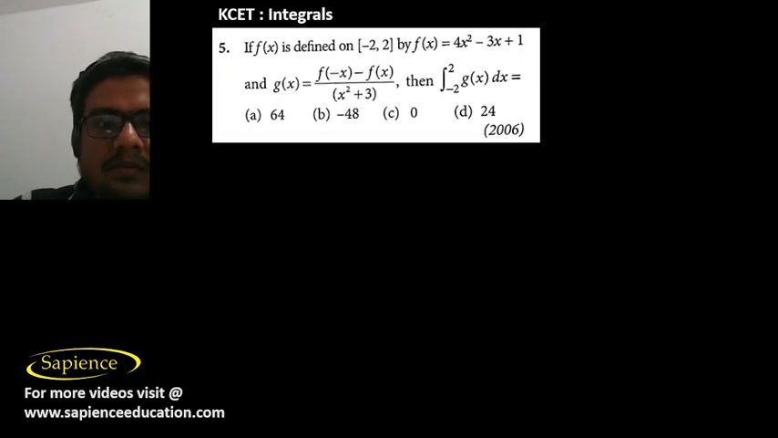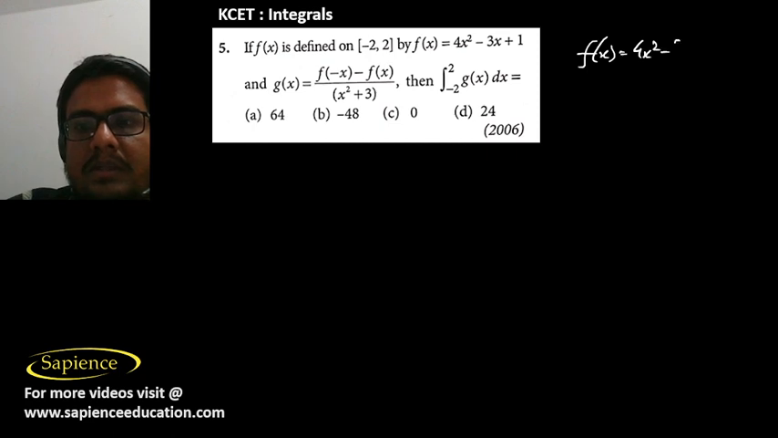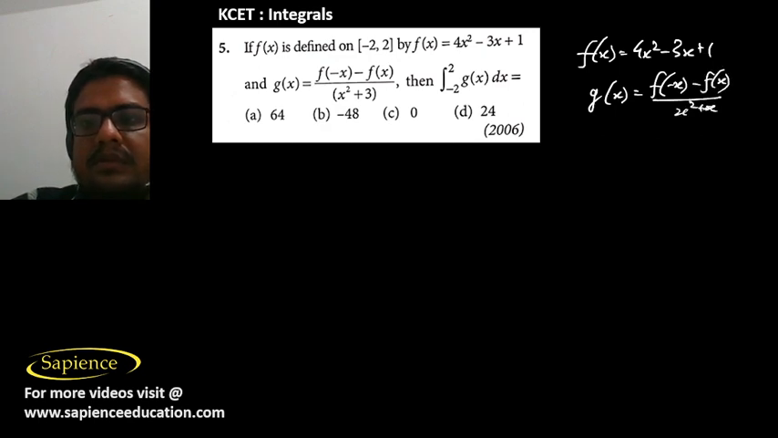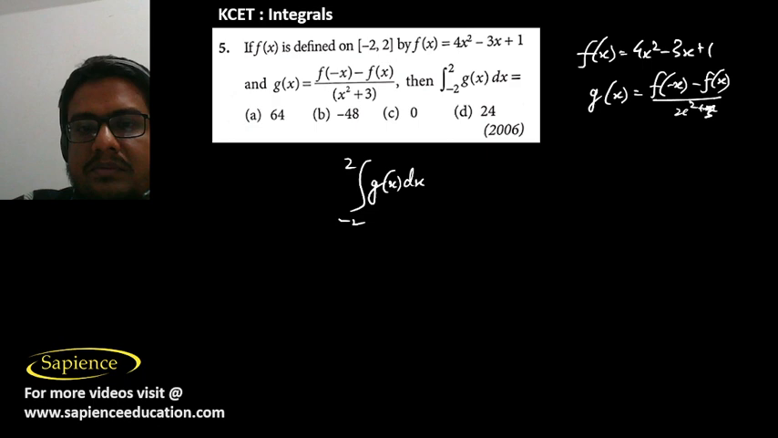Then in question number 5, it is told if f of x is defined on minus 2 to 2 by f of x as 4x square minus 3x plus 1, and g of x is equal to f of minus x minus f of x by x square plus 3, then integral minus 2 to 2 g of x dx is how much?